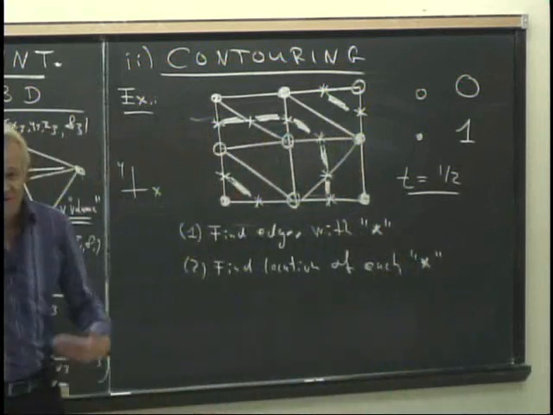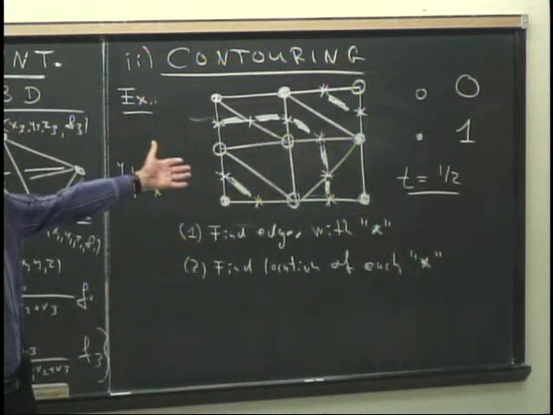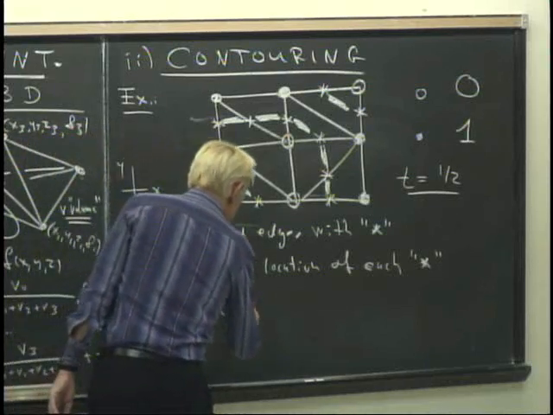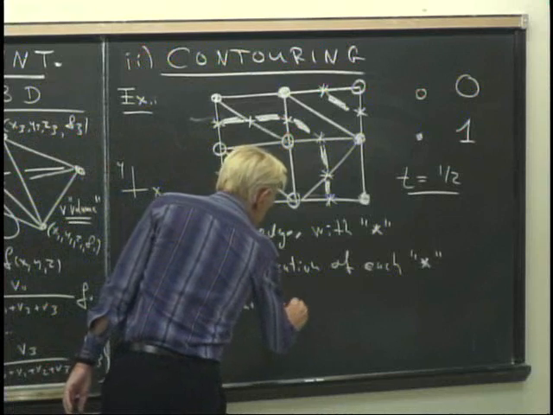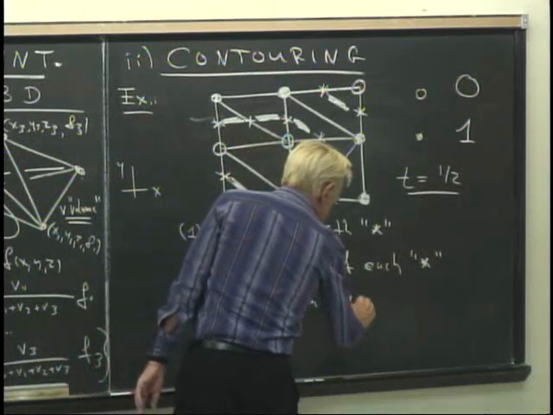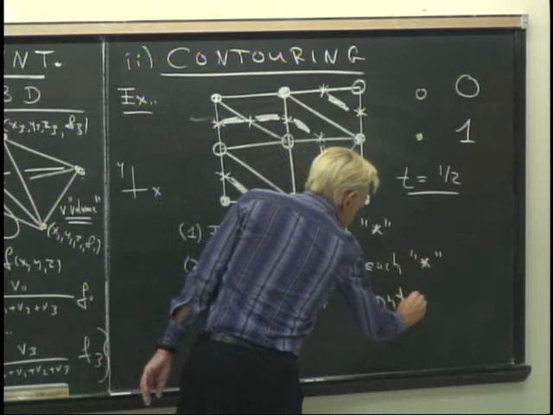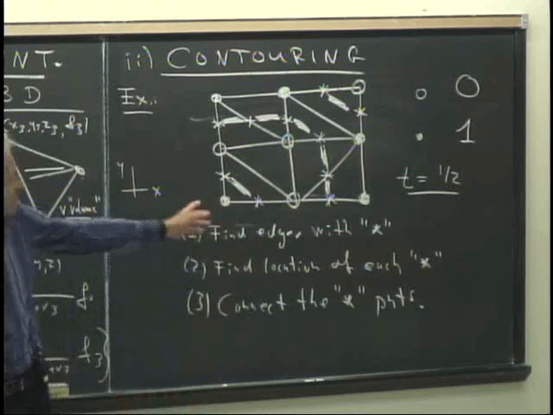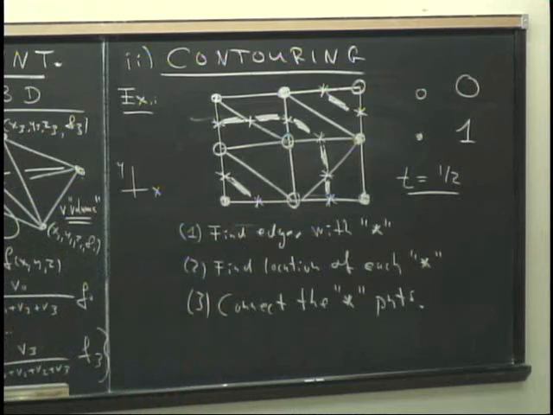And once you have done that, then the last step is you connect them to get these polygons, right? Step three is you connect them. Connect the points. And that's it. That's all there is to contouring, whether it's contour lines or contour surfaces. The same principle applies in 3D.